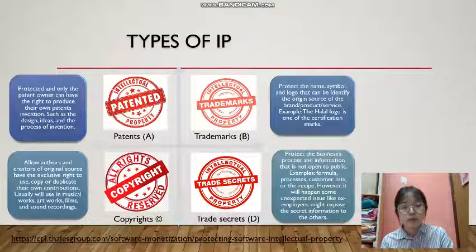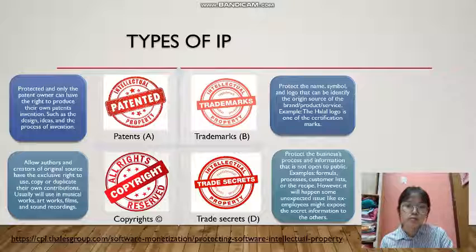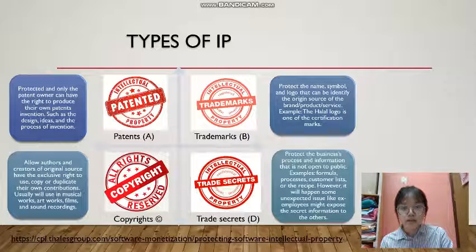The third is copyright. Copyright allows authors and creators of the original source to have exclusive rights to produce, use, copy, or duplicate their works. It is usually used for musical works, artworks, films, and sound recordings.